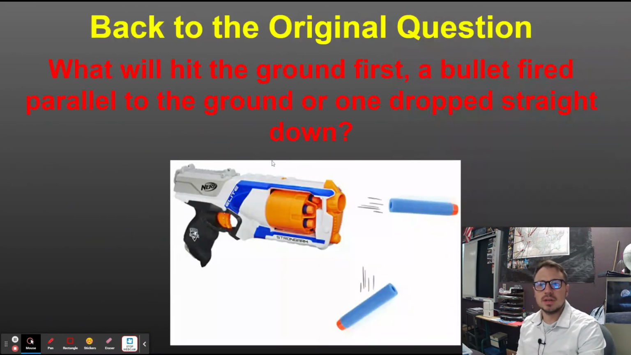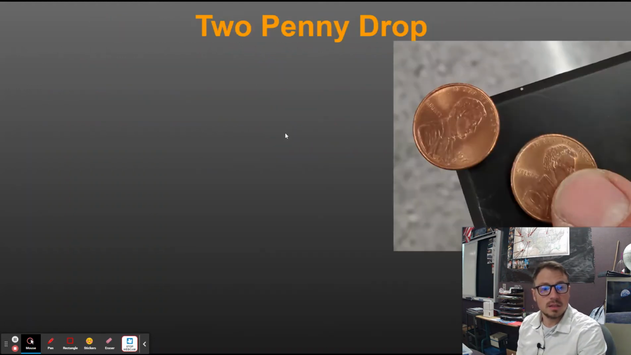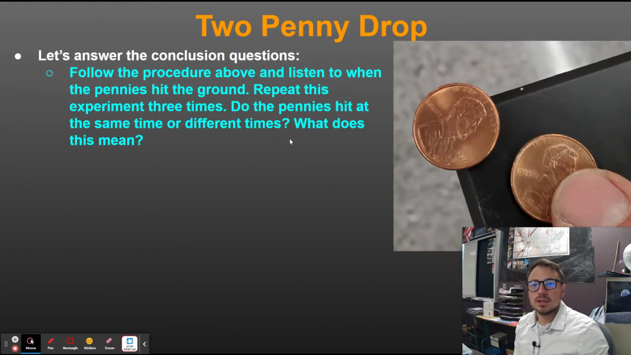So that brings us to this question, right? What will hit the ground first? A bullet fired parallel to the ground or one dropped straight down? So not just a penny being slid off the table, but one that's going incredibly fast. Let's take a look at this one. Follow the procedure above and listen to when the pennies hit the ground.